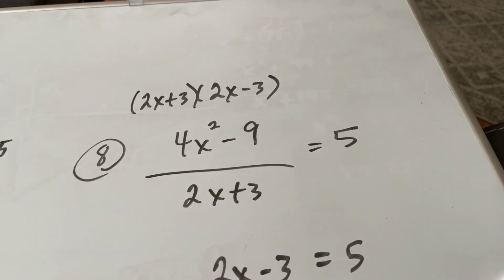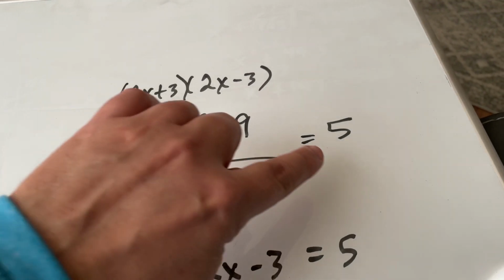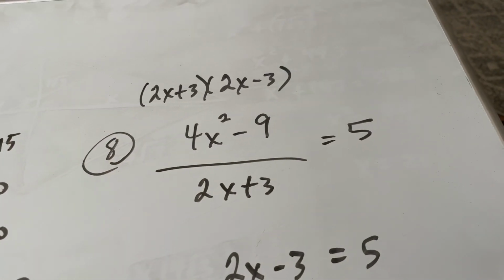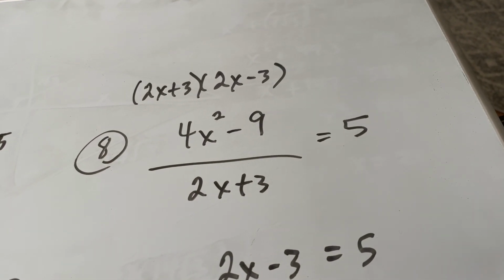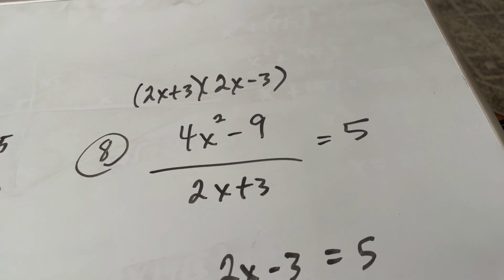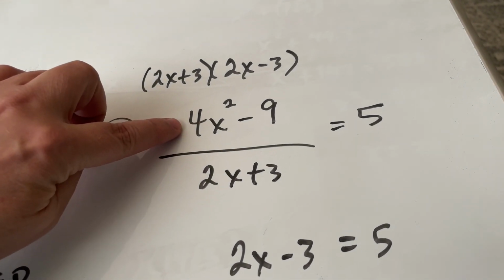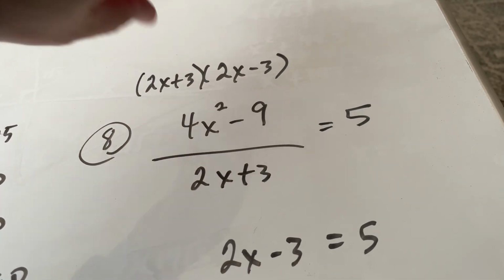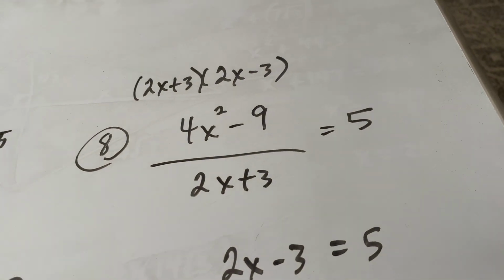Hey, here's an Algebra 2 problem where we have a fractional equation. So (4x² − 9) divided by (2x + 3) equals 5. There's a couple ways to do this. One is to factor the top. Hopefully you recognize that as a difference of squares. It's going to factor like that: (2x + 3)(2x − 3).